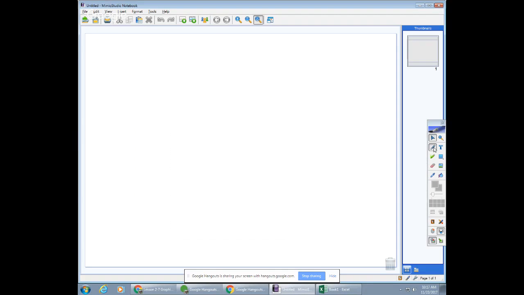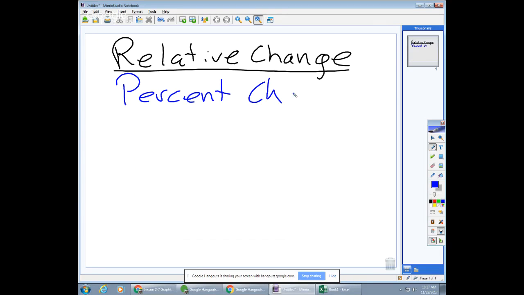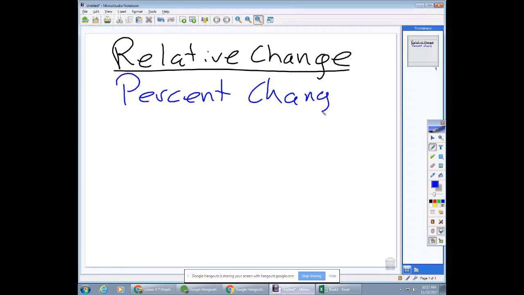So we were looking at relative change in question 6 of our worksheet. Relative change is also called percent change. And another phrase for relative change or percent change is exponential change or exponential growth.